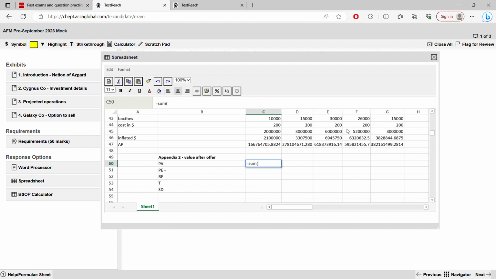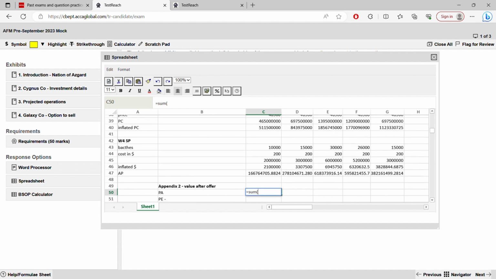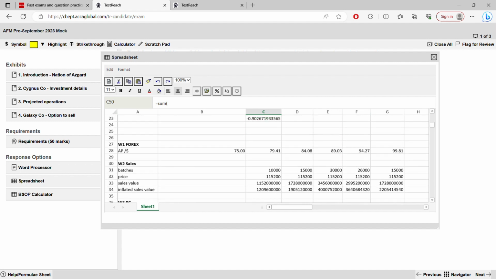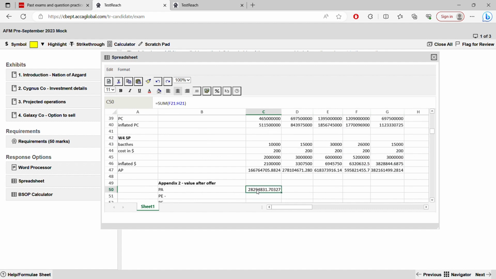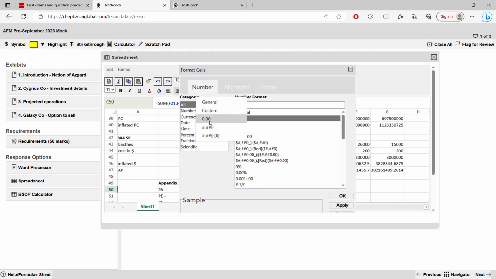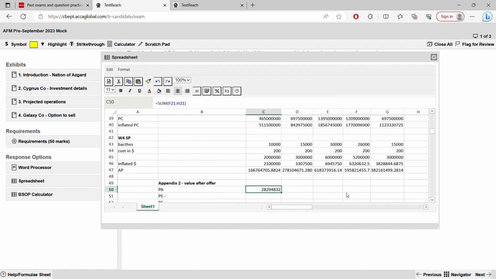So we already have 3, 4 and 5. Present value. 3, 4 and 5. Enter. This I will keep as custom. Better to keep everything as whole number. Okay. This is the present value. PE is already given here.